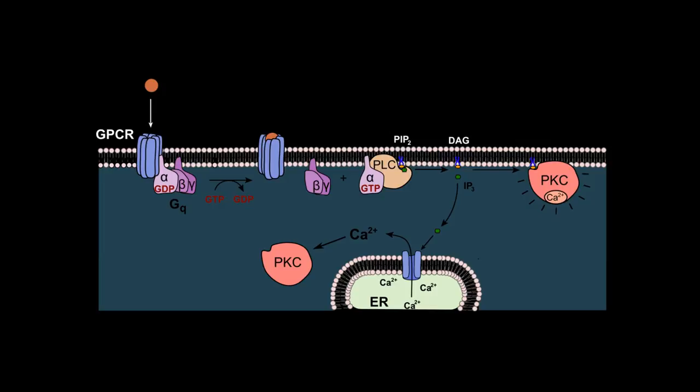Let's talk about how this works now. We're going to start off the same way as before, with a ligand binding to a G protein coupled receptor that's attached to a G protein. Exactly the same as we started out before. Then we replace the GDP with GTP, and the alpha subunit is going to bind. I know, suspense. This is going to bind to phospholipase C.